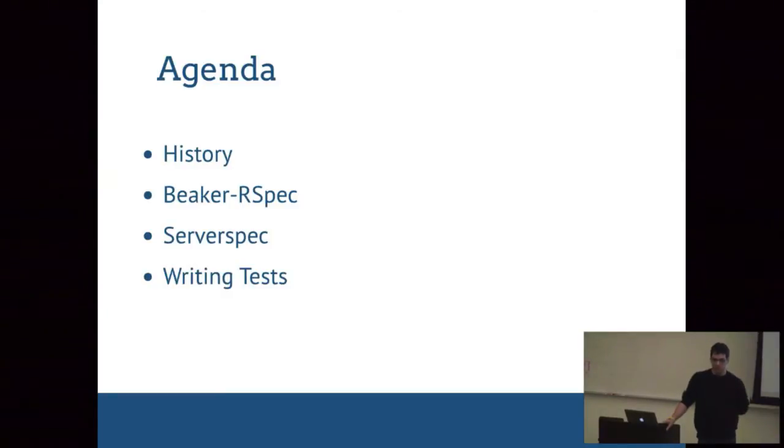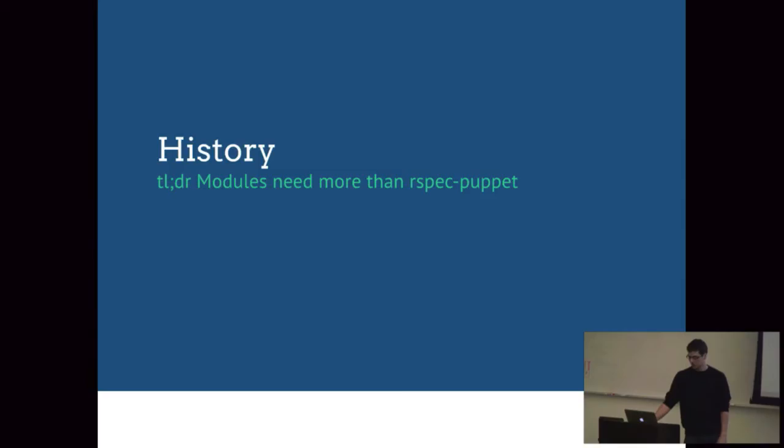This is mostly a demonstration talk since I like learning by seeing rather than learning by hearing. So I'm going to have a short introduction about what these different components are, a little bit about Beaker RSpec and serverspec, and then actually onto really writing tests. So a little bit of history. Basically, modules have been around and they need better testing than RSpec Puppet.